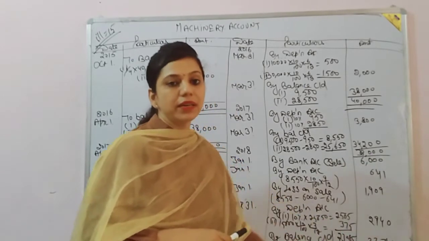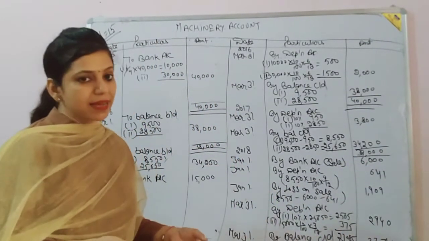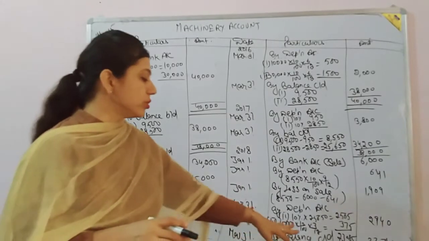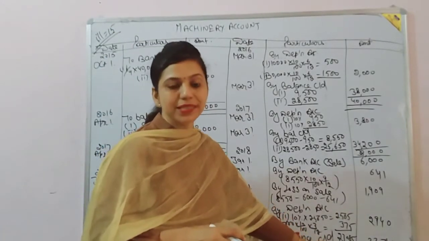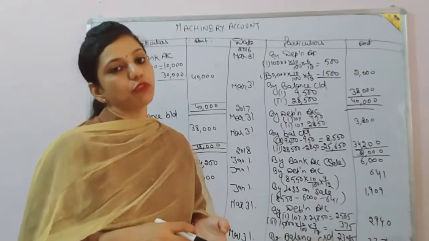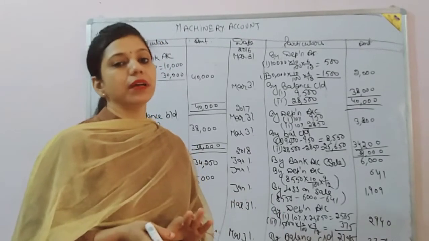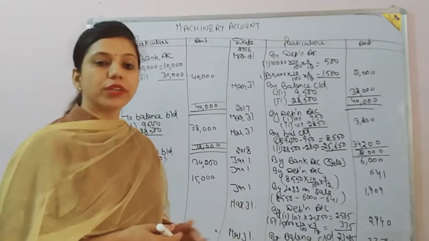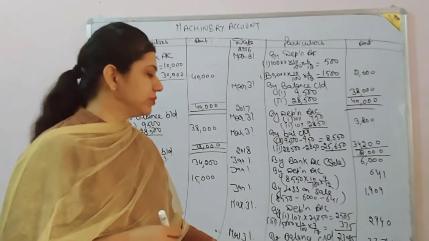It's the third year, and at last there is no change. So just bring down these balances and calculate depreciation for the full year, then calculate the balance. The fourth year you have to prepare yourself. Thank you.